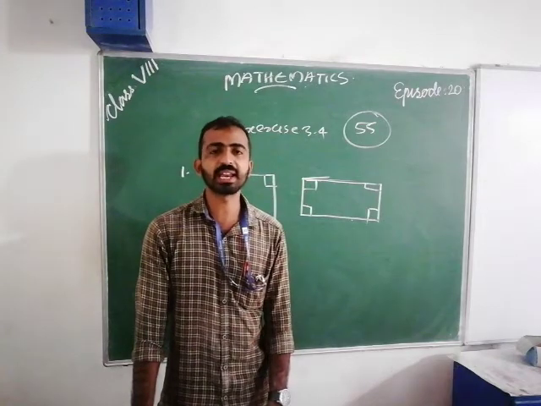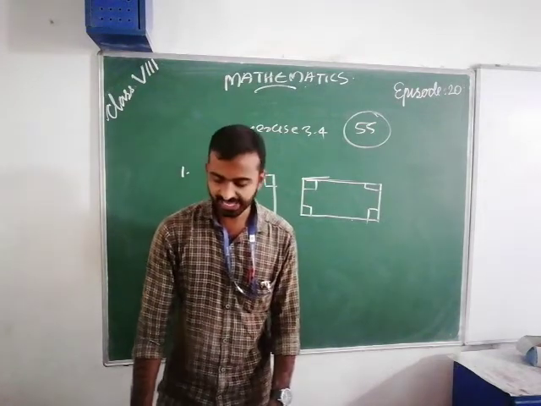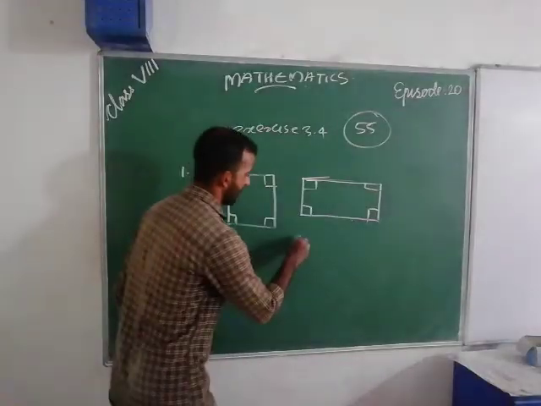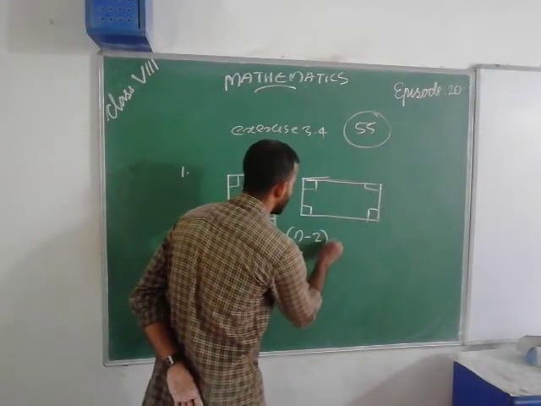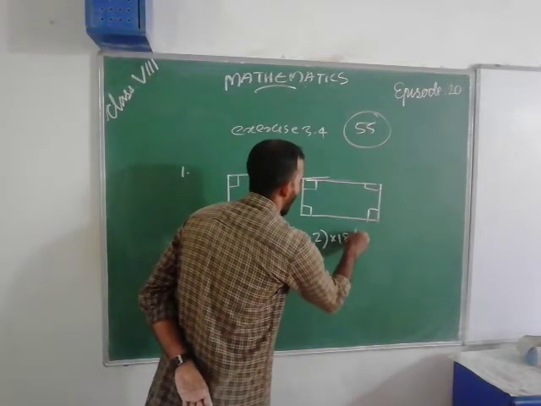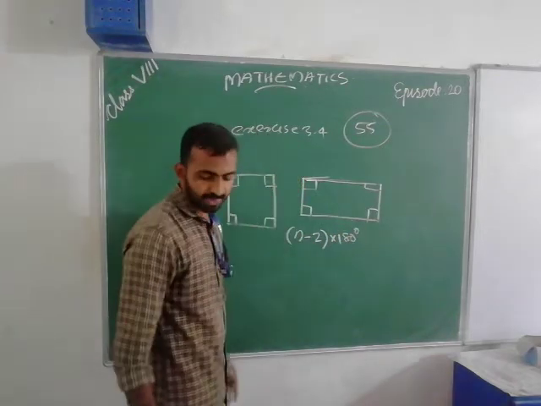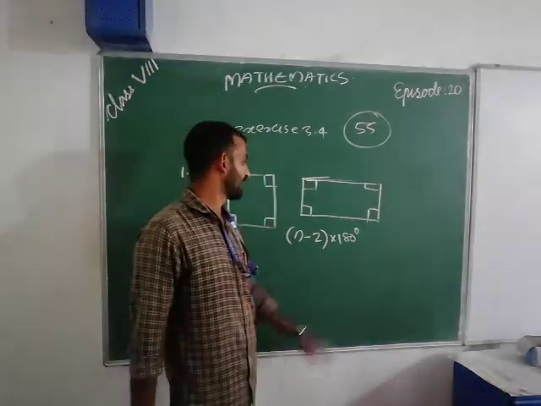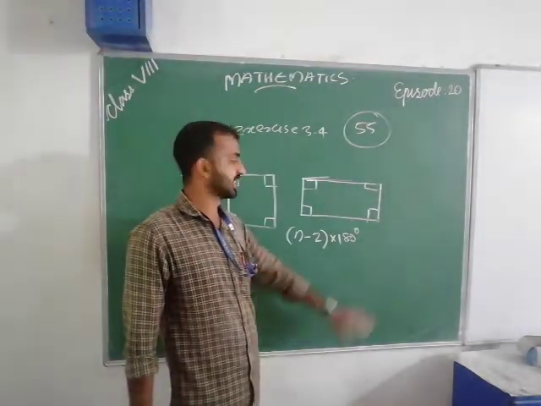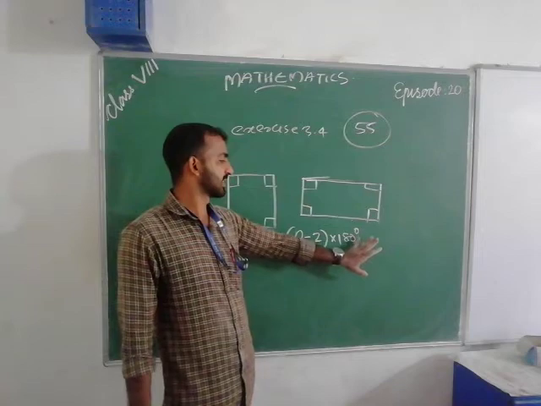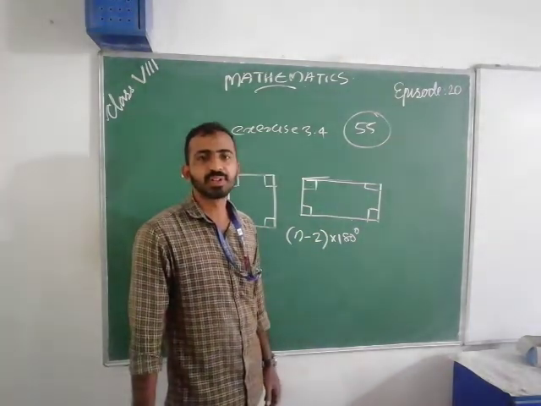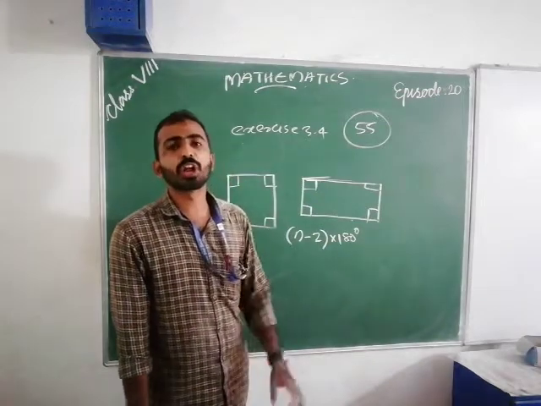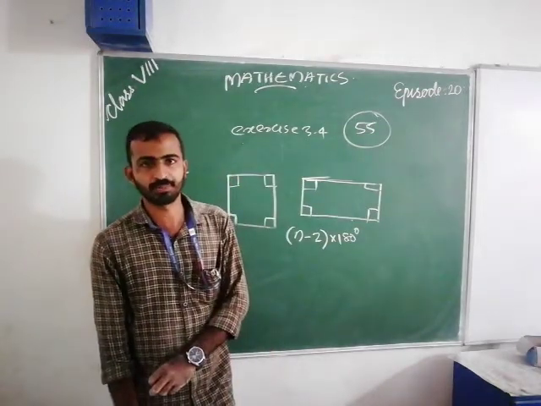For an n-sided polygon, the interior angle sum is equal to (n minus 2) times 180 degrees. N minus 2 into 180 degrees. Is it? Yes. And next we studied regular polygon and irregular polygon.